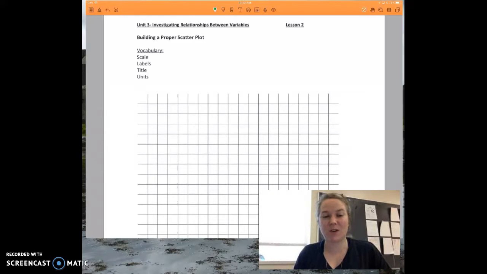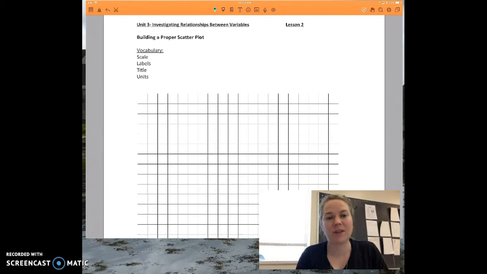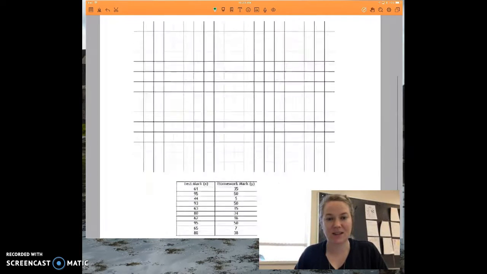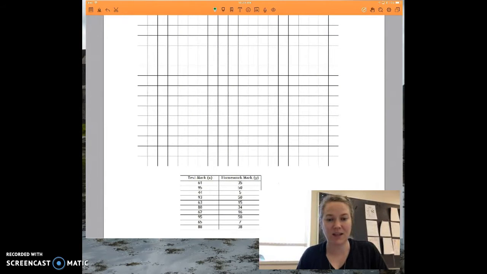Okay, today we're going to be talking about how to actually create a scatter plot properly. There's some really important fundamentals that you need to be able to do consistently in order to do this skill correctly. So we do have a little bit of vocabulary, but I'm going to introduce it as we create our scatter plot. So what I've got for you today is a blank grid and a series of data.